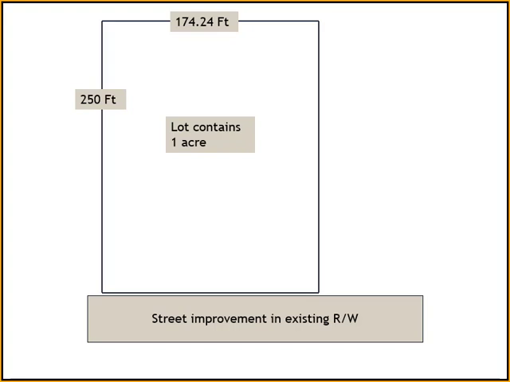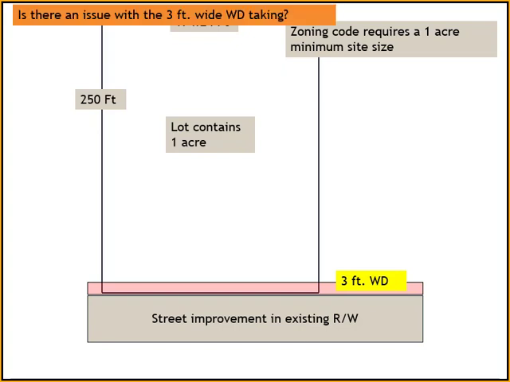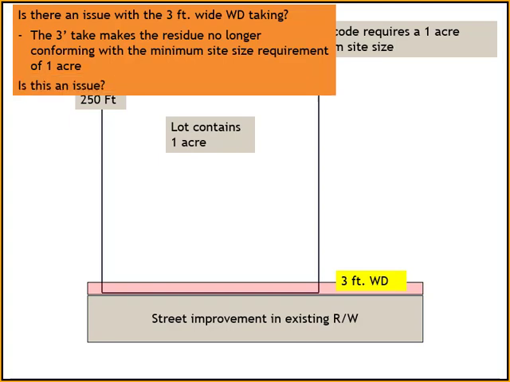Right, here's a second example. What we have is a vacant lot, and that lot contains 1 acre. The zoning code requires a 1 acre minimum site size, so the lot just complies with zoning. All right, we have a WD taking, and it's 3 foot wide. Is there an issue with the 3 foot wide WD taking? Well, the 3 foot taking makes the residue no longer conform with the minimum site size requirement of 1 acre.